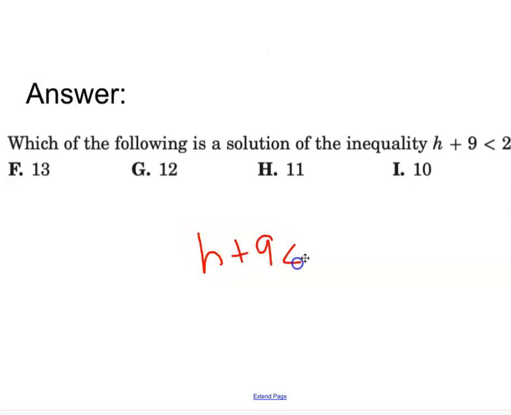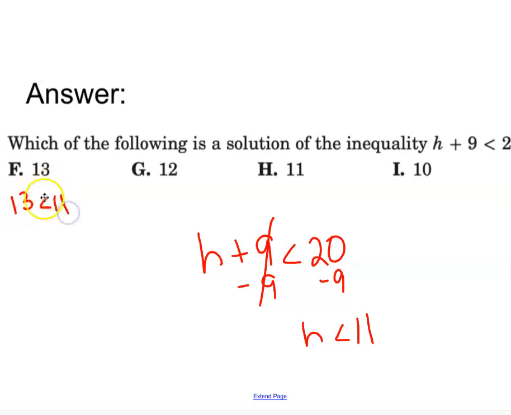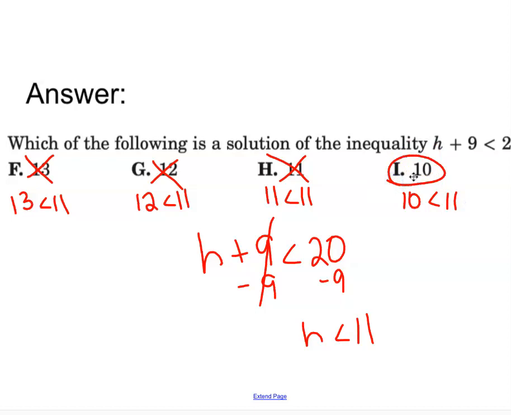h plus 9 is less than 20. I'm going to solve it exactly like an equation, so I subtract 9 from both sides, and I get h is less than 11. So if I look at my answer choices, if I put 13, 13 is not less than 11, so it's no good. If I look at 12, 12 is not less than 11, so that is not good either. And if I have 11 is less than 11, we know 11 is not less than 11, it's equal to. But if I put in 10, 10 is less than 10... 10 is less than 11, so the correct choice would be I.